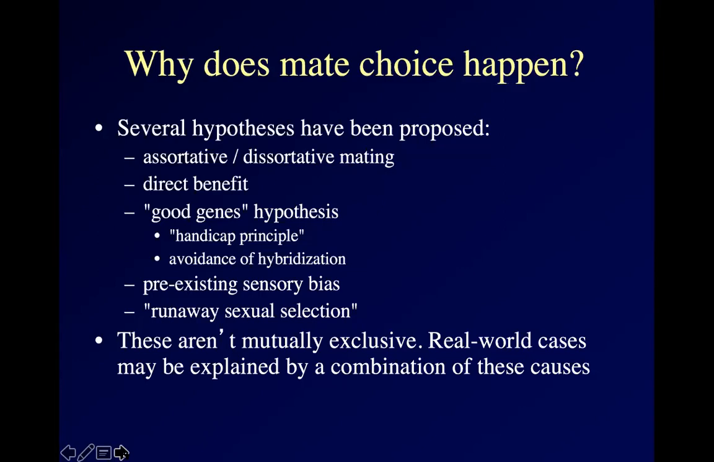We can look at selection favoring assortative versus dissortative mating, sometimes selection by direct benefit, the good genes hypothesis, pre-existing sensory bias, or something called runaway sexual selection. And let's look at those.